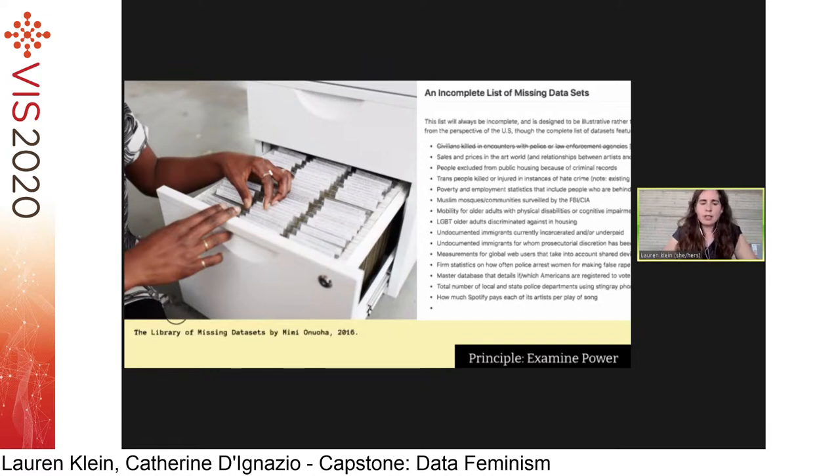So Onuoha exhibits the Library of Missing Datasets two ways. The first is a GitHub repository. You can actually Google that now, just Library of Missing Datasets GitHub. And that's what you see in the screenshot on the right. It also includes a really nice artist statement that describes some of her motivation in more detail. But she also exhibits this as a physical artwork. That's the file cabinet that you see on the left. And the files are labeled with the titles of each of the missing datasets. The idea is you tab through them and you find one that looks interesting to you or you want to learn more about. But when you go to open the folder, it's empty, right? Because the dataset is missing.